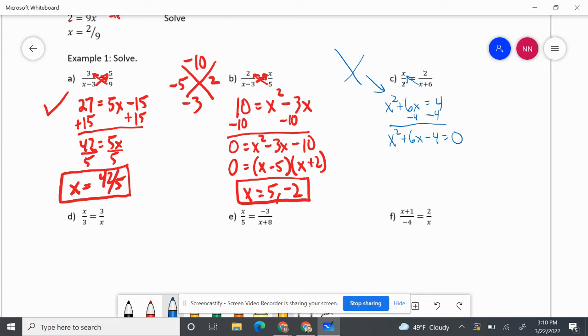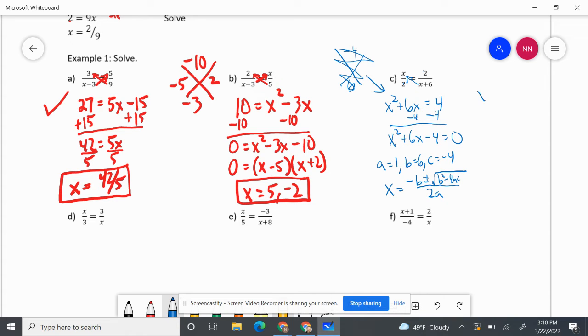Now this one, two numbers that multiply together give us negative 4 add up to 6, does not work. So we can't factor it. What we have to do is use the quadratic formula. A is 1, B is 6, C is negative 4. Now, just in case you forgot the quadratic formula, it's negative b plus or minus the square root of b squared minus 4ac all over 2a.